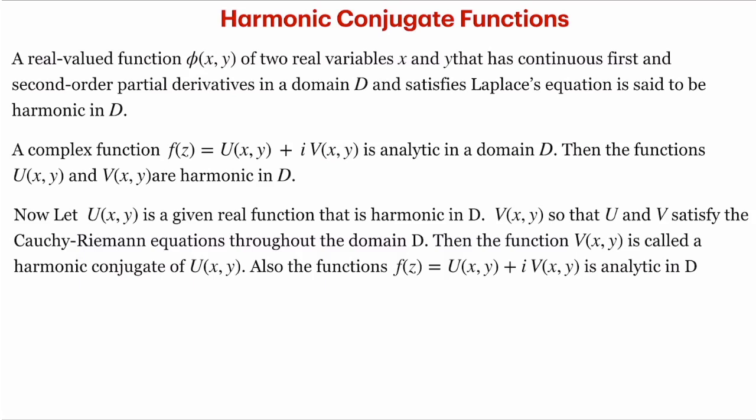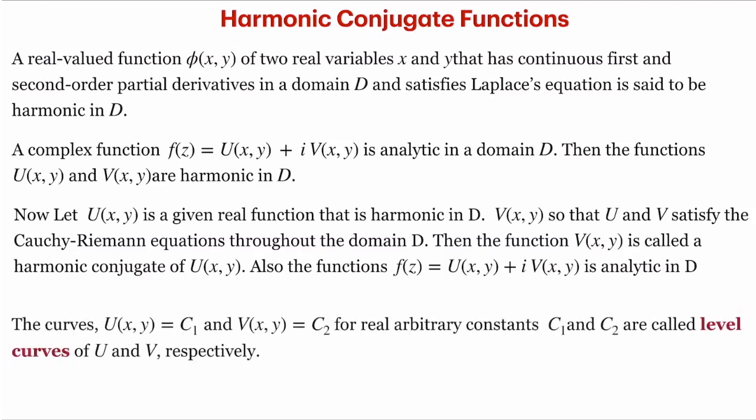This is also another way of constructing a harmonic function, but the property which is very useful is that the level curves u of x,y equal to constant and v of x,y equal to constant are orthogonal to each other. So they define a family of curves which are orthogonal to each other at every point in the domain D. This is a useful concept in physics because you have a concept of potentials and field lines which are orthogonal to potential. So let's look at some more examples.